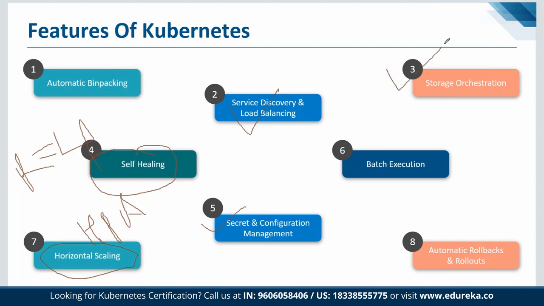Storage orchestration. Whenever you store the containers and their logs, there are ways by which you can easily store their logs. So storage is also very much optimal there. That's why we talk about storage orchestration. Batch execution: if you want to run a huge amount of data with the help of containers, that is also possible. Automatic rollbacks and rollouts: if, while doing deployments in production, you get to know that a few of the containers are not responding, then they can easily be rolled back. That mechanism is there.